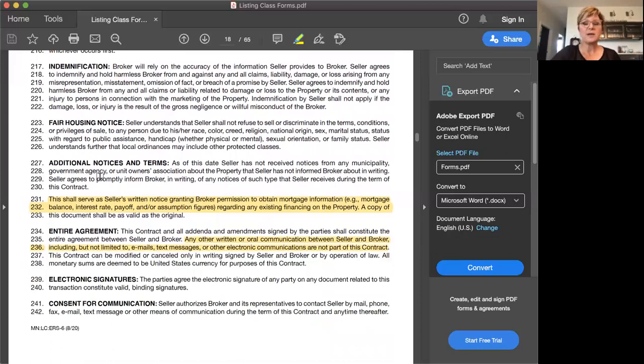Line 223, that paragraph talks about fair housing, and that Mr. Seller, we cannot discriminate against anybody who wants to purchase your home. If they are qualified and they have the money to do so, we have to sell it to them.